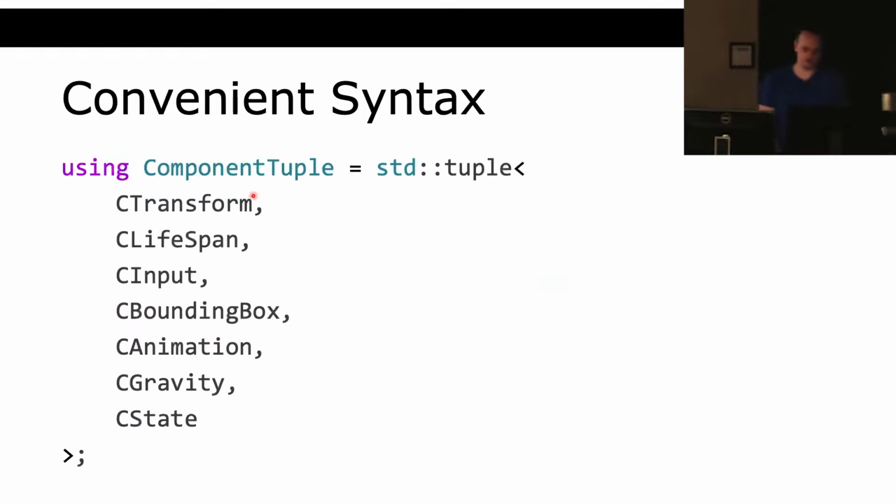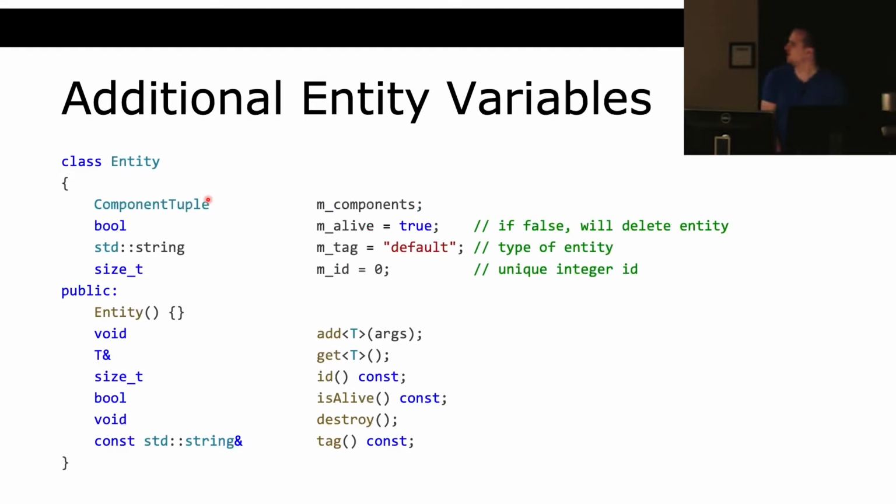You may also have seen this as a typedef. So you can typedef standard tuple blah, blah, blah as this other thing, which is essentially just a macro for saying whenever I type this, I actually mean this other thing. It's just that using is the more modern C++ syntax for doing that. So that's what that does here. So if you ever see a component tuple, that is just a standard tuple of all of our different component types.